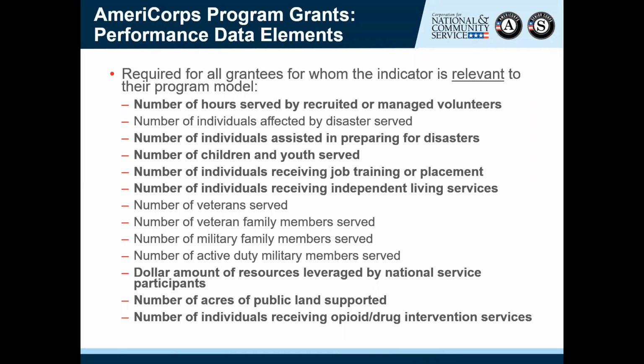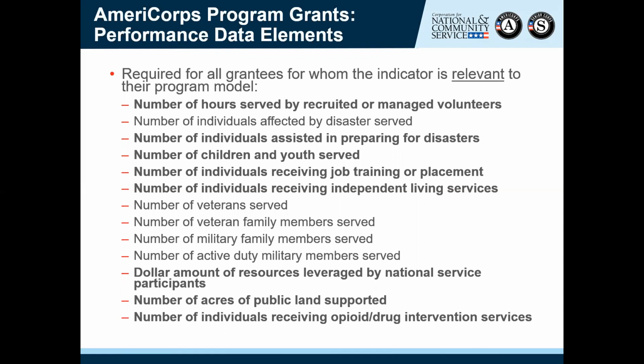Some of the performance data elements on this slide have been on the AmeriCorps GPR for many years, such as the number of veterans served and the number of individuals served in disaster situations. Others are new, such as the number of children and youth served, the number of acres of public land supported, and the number of individuals receiving job training or placement. This set of performance data elements are all focused on program beneficiaries, not AmeriCorps members. The AmeriCorps member focused ones that I mentioned earlier are on a later slide.